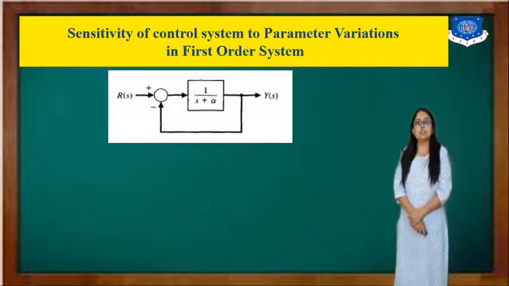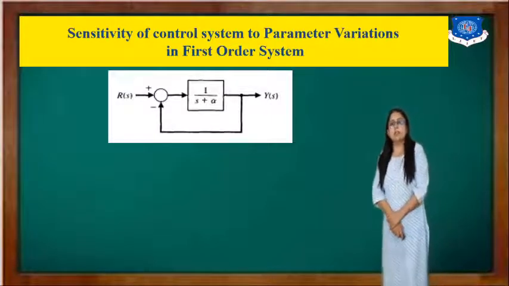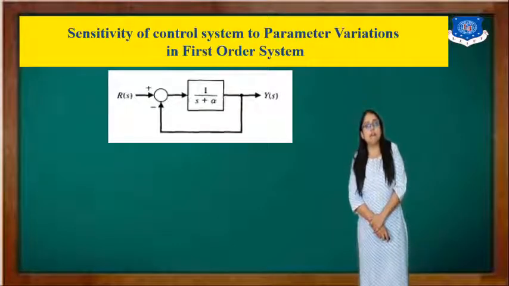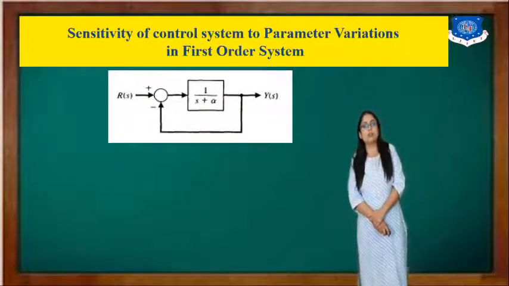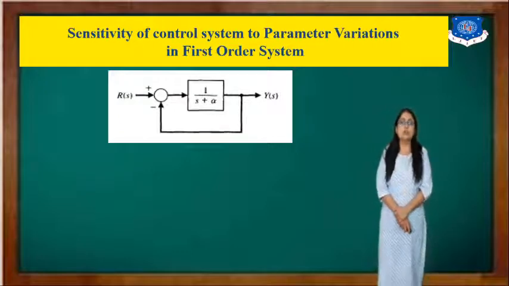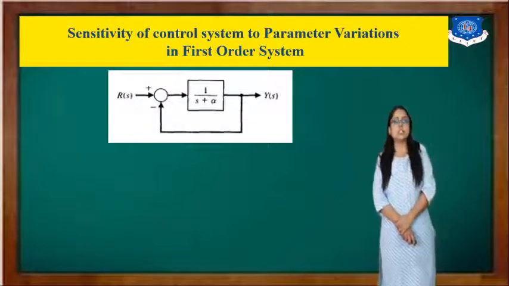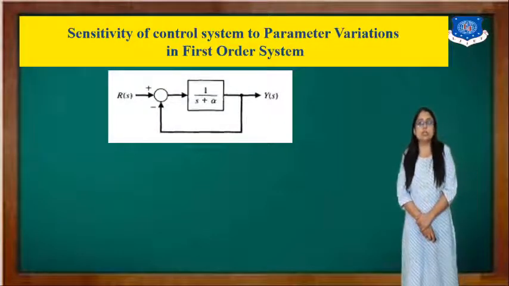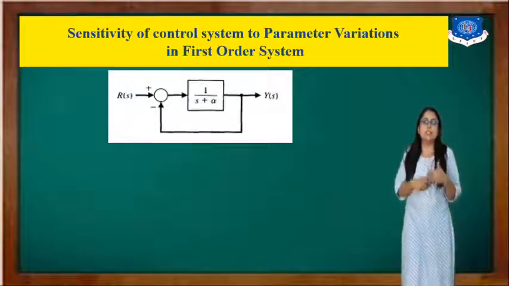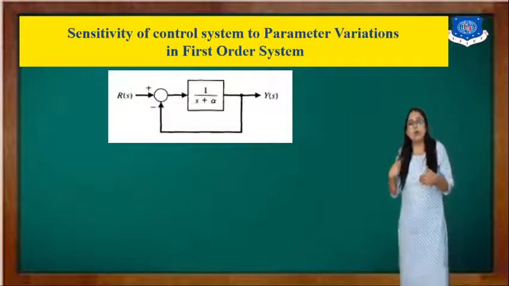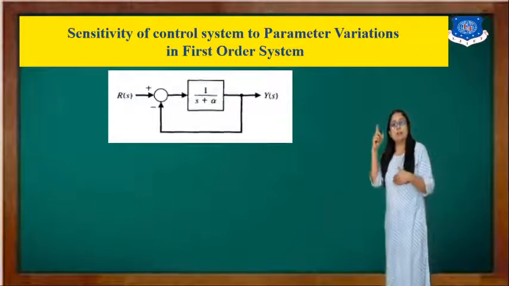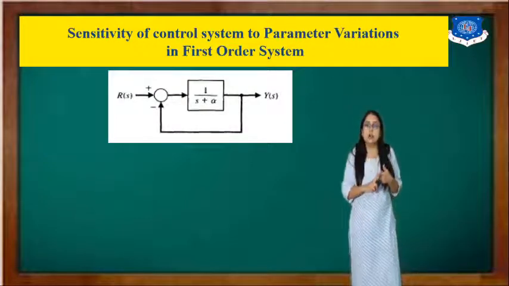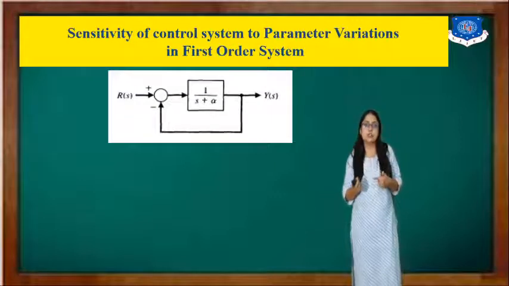So what is a first order system? How can we say this system is first order or second order? You can find that out with the help of the transfer function. For example, if your transfer function T(S) equals 1 upon S plus 2, you have to check the power of S in the denominator. Here the power of S is 1, so we can say it is order 1, the first order system.